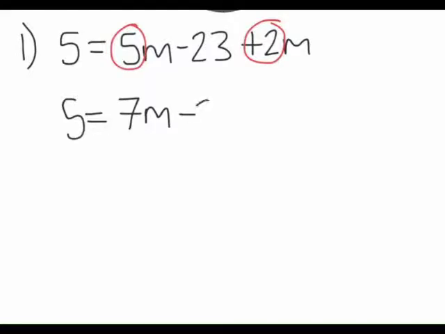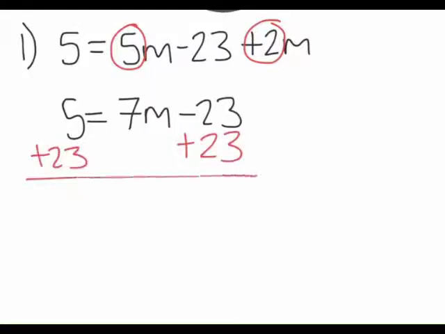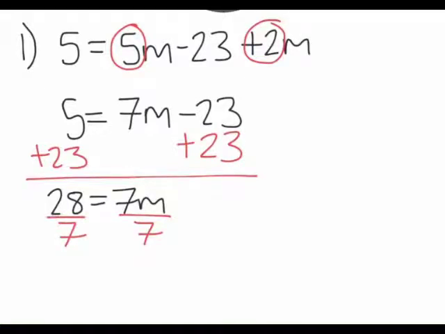5 equals 7m minus 23. So now this equation looks like the ones that we studied in the last video. In order to solve this equation for the now single m that we have here, we have to add 23 to both sides. 23 plus 5 gives us 28. Equals 7m, and then finally we divide both sides by 7. 28 divided by 7 is 4. Alright, so we solved our first equation where the unknown appears multiple times.